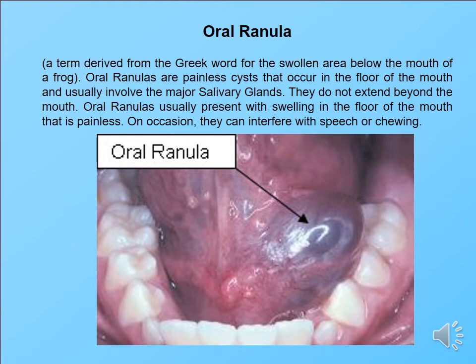Oral ranula. This term is derived from the Greek word for a swelling below the tongue of a frog, the floor of the mouth of a frog being an example of the oral cavity. Oral ranulas are painless cysts that occur in the floor of the mouth and usually involve the major salivary gland. They do not extend beyond the mouth. Oral ranula usually presents with a painless swelling in the floor of the mouth. On occasion they can interfere with speech or chewing.